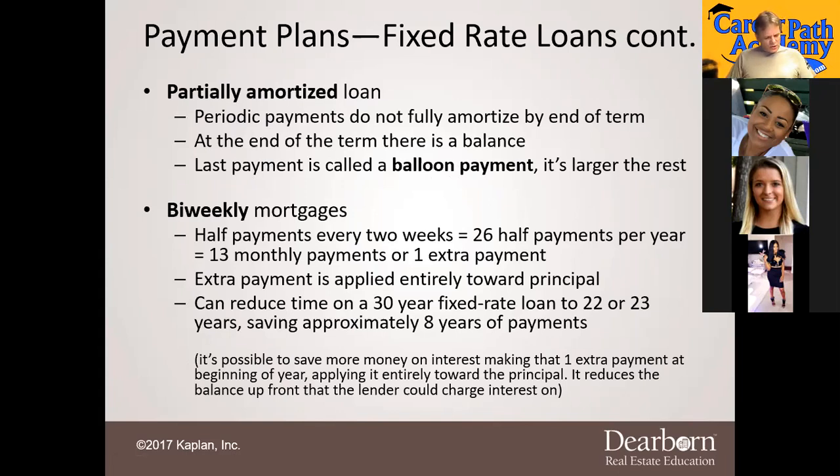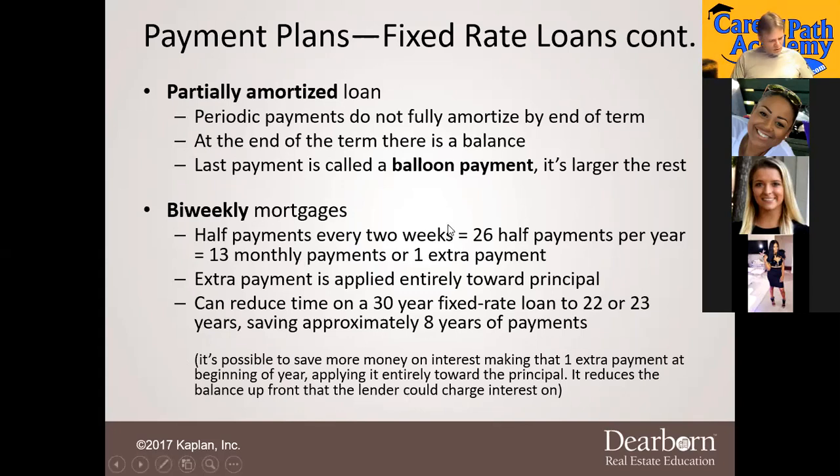Yes. Okay, so at the end of the second line under the third bullet point, we're going to highlight final payment is larger amount than the others. This is called a balloon payment, and this type of loan is called a partially amortized loan. Okay.